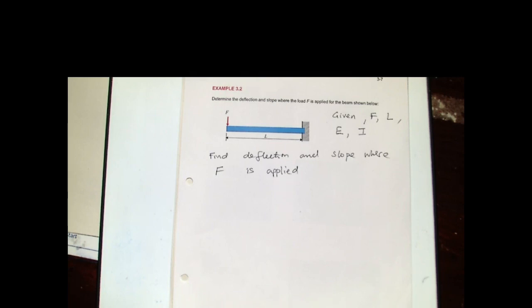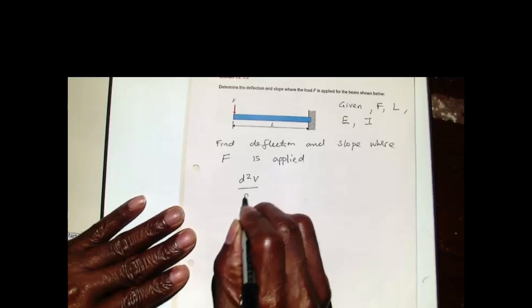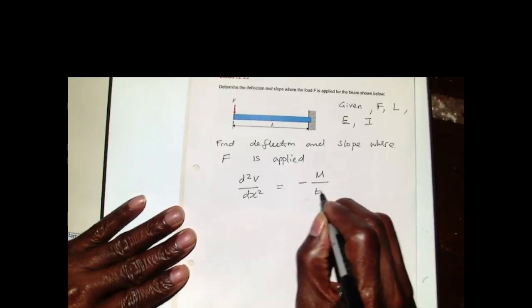Right, so let's start. Because we are interested in deflection, our starting equation is the beam deflection equation, d²v/dx² equals minus bending moment M all over EI.